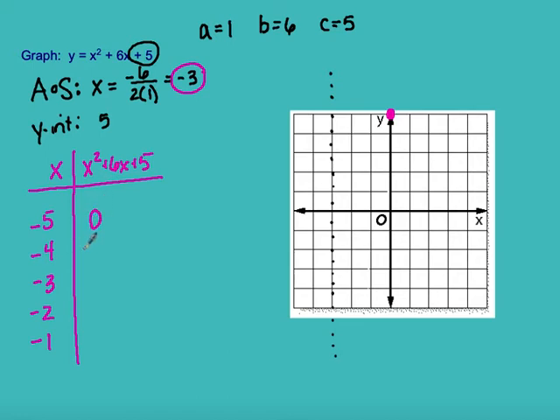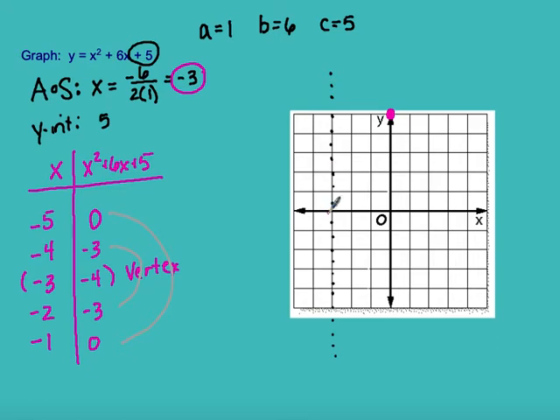Negative 4 gives me a negative 3. Negative 3 gives me a negative 4. Now this is going to be my vertex, remember, because that's where my axis of symmetry is located. When I plug in negative 2, I have negative 3. When I plug in negative 1, I have 0. Now you'll notice here that I'm symmetrical right around the vertex, and that's what I want to happen.